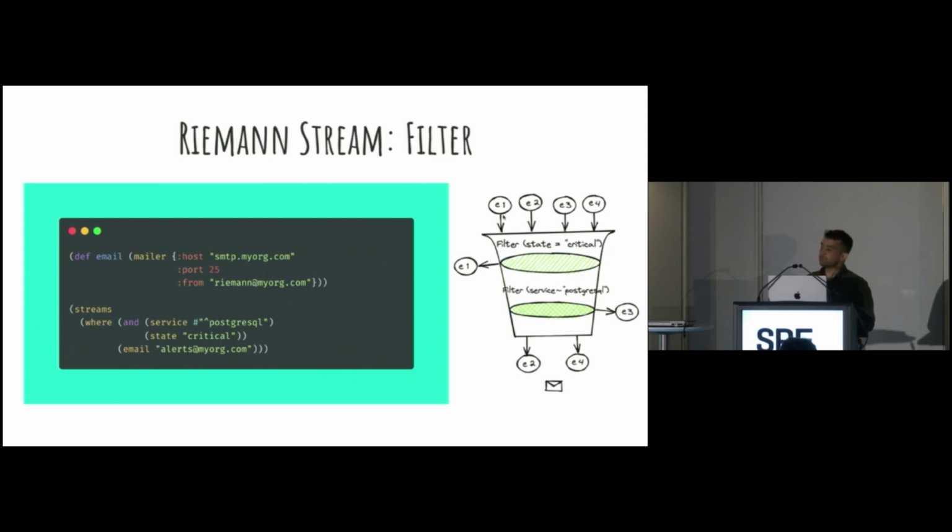Here we are trying to do some filtering. Many a times you want to do some operation on a subset of events. This is where, in this example, we have a where clause. Where is basically the stream name, you can say. And we are filtering events based on two criteria: where the service name starts with Postgres and the state is critical. And all the events which get filtered out of this are passed to a child stream. And this child stream is basically sending email to an email ID.